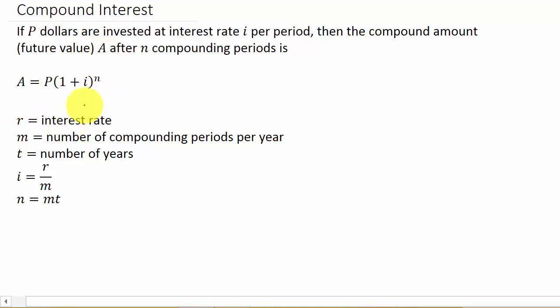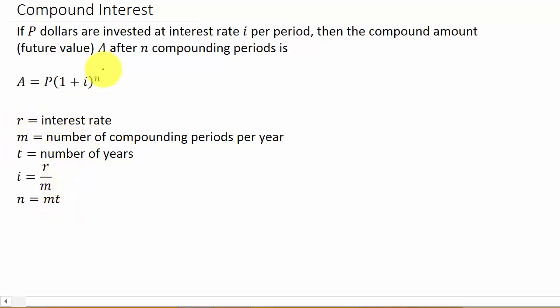R is the interest rate, and I know you don't see the R here, but we're gonna use it. M is the number of compounding periods per year. I'll talk about that in a minute. T equals the number of years, and I is equal to R over M, and N is M times T. So that tells us how to calculate I and N. Okay, so that's why we have R, T, and M.